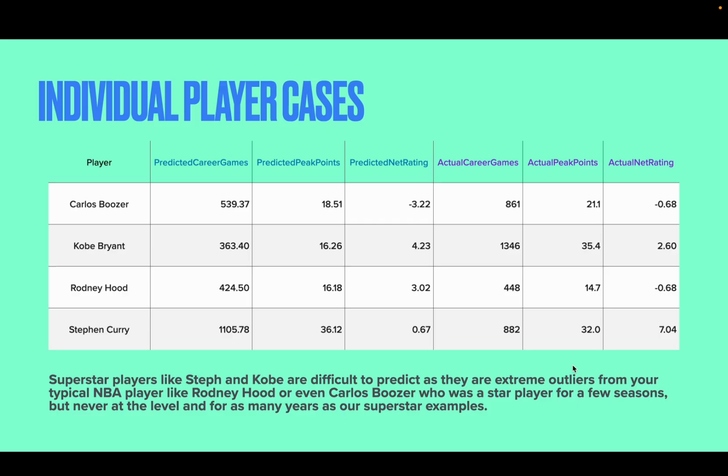But for Rodney Hood, really close. 16 was as predicted, only roughly 1.5 points different from the actual. And then Steph Curry again was really close. 36 points per game was his predicted peak, and his actual peak as of now, which probably will stay this way because he's later in his career, was 32 points.